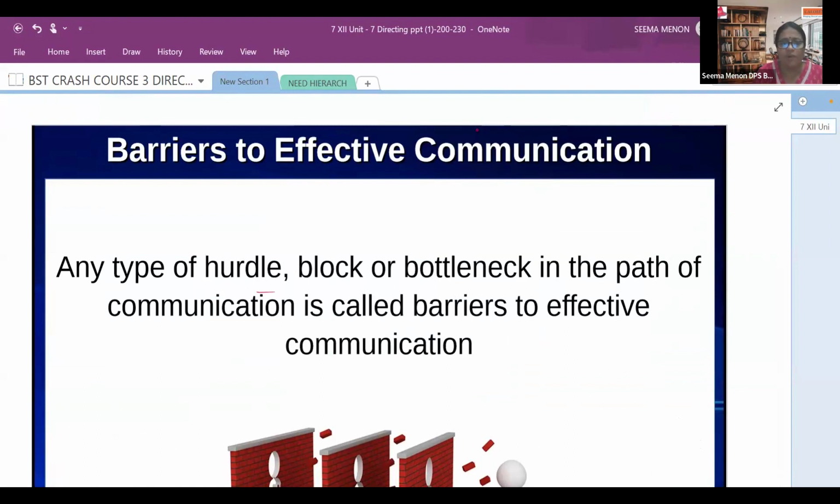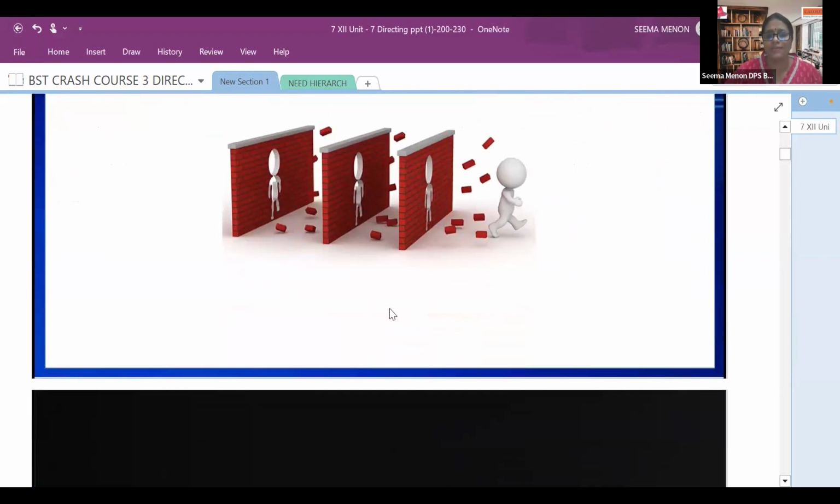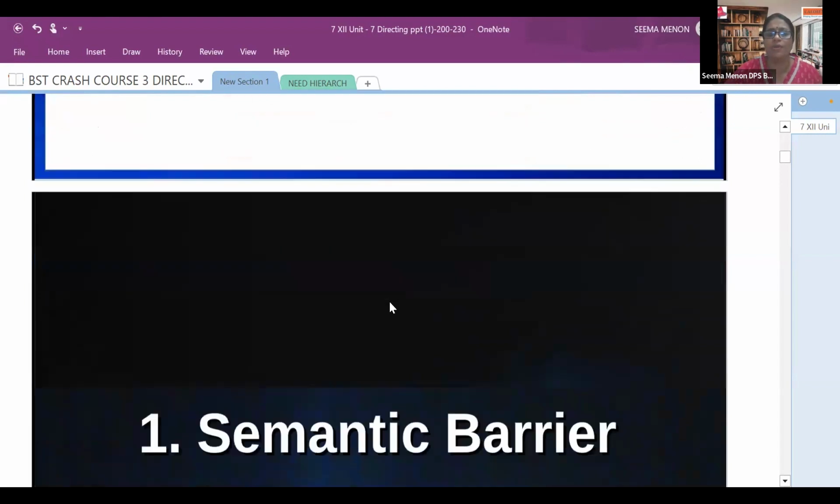Any type of hurdle, block, or bottleneck in the path of communication is called a barrier to effective communication. So these are your keywords when you crack a case study that asks you to explain the concept discussed in the given case. It can be a hurdle, where communication is not appropriate, or it can be blocked, where the parties are not able to understand each other. Or it is a bottleneck in the path of communication.